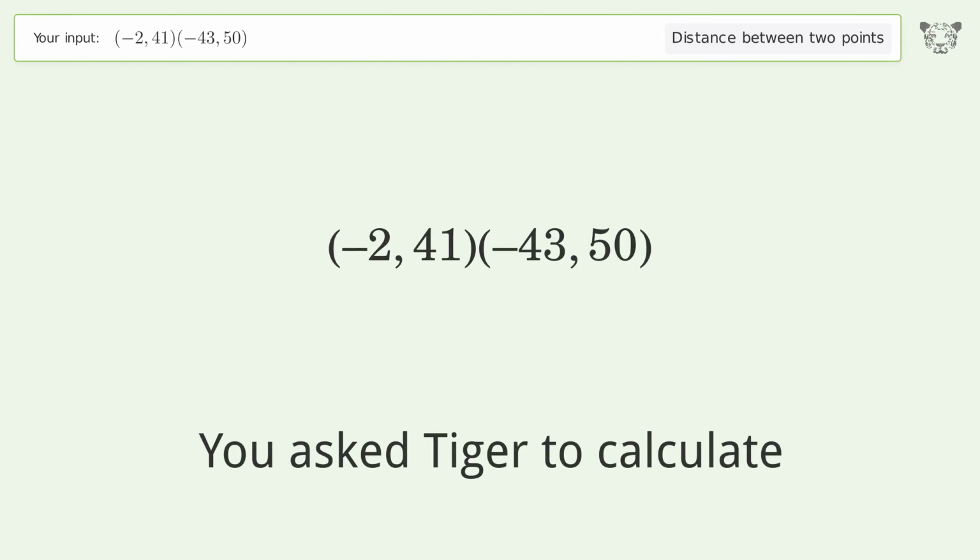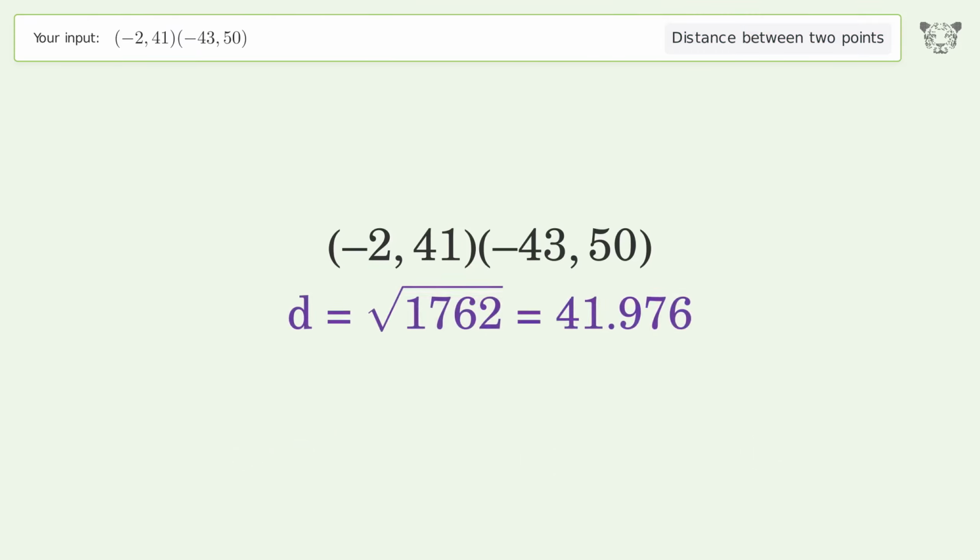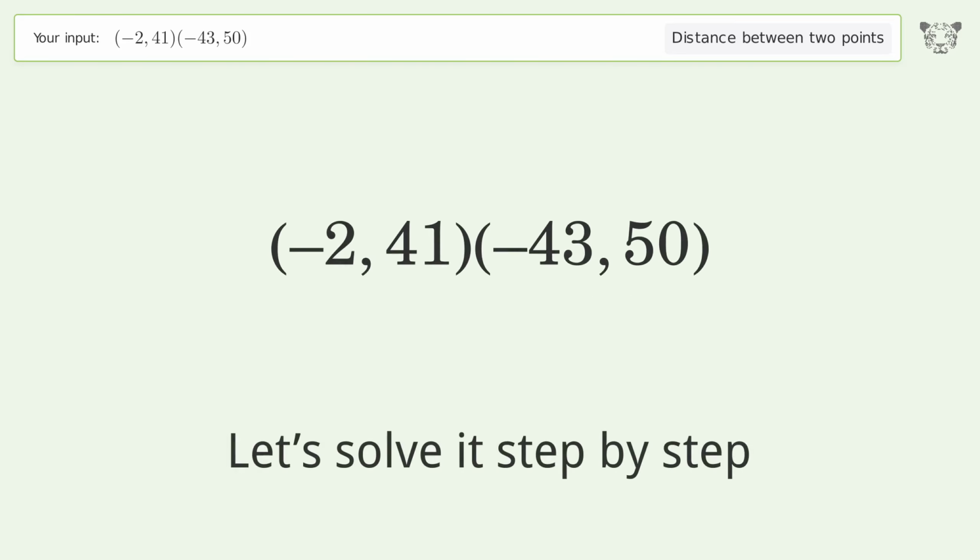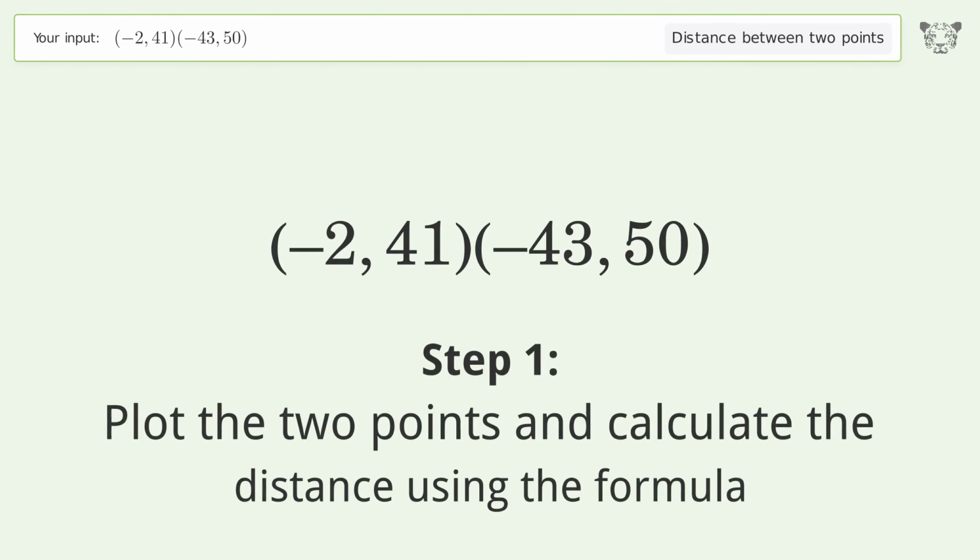You ask Tiger to calculate. This deals with the distance between 2 points. The distance between the 2 points is the square root of 1762, or 41.976. Let's solve it step by step. Plot the 2 points and calculate the distance using the formula.